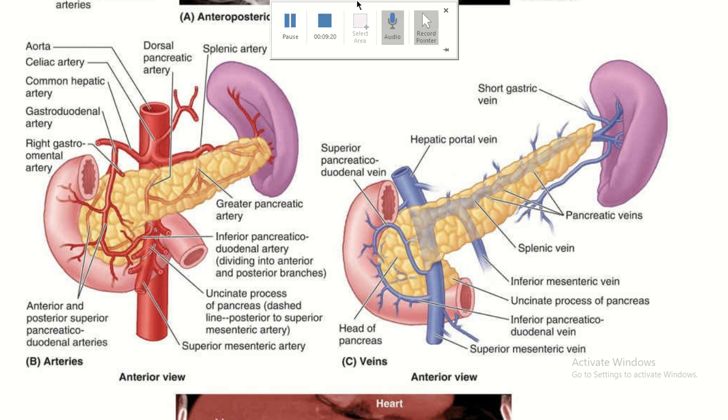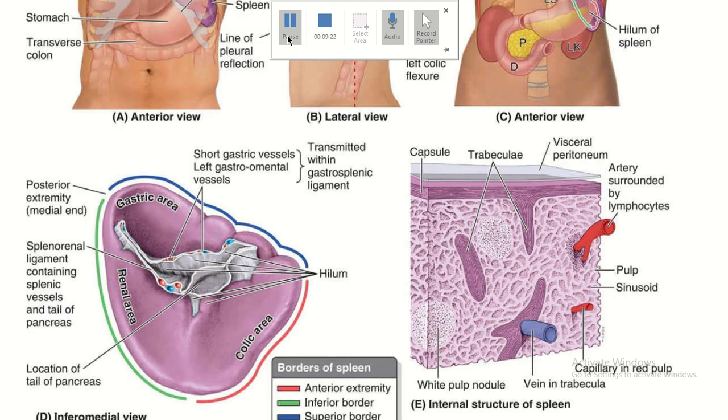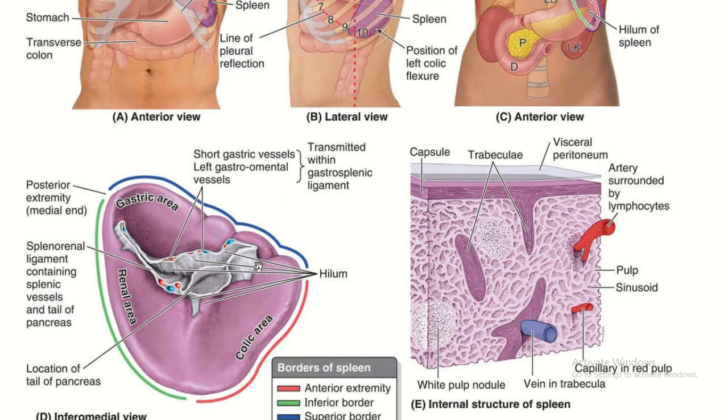So let's take a look at these deformities. This is your hilum, where your splenic vein is leaving and your splenic artery is entering. Good. So you're going to have your gastric area. This impression is made by the fundus of the stomach. You're going to have your renal area. This impression is made by the left kidney. And then you're going to have your colic area. This impression is made by the left colic flexure.